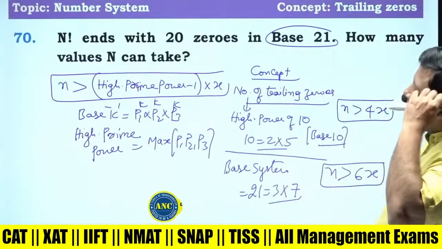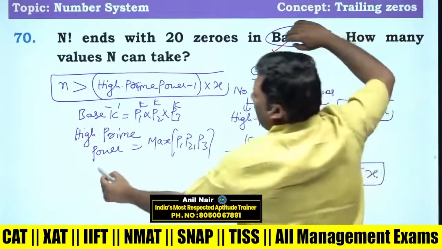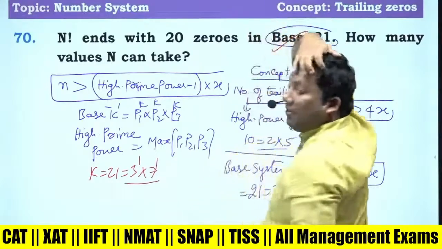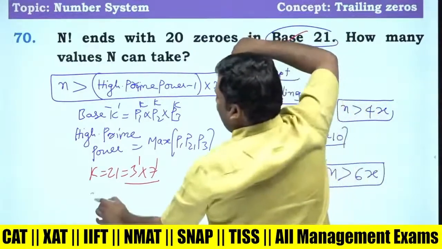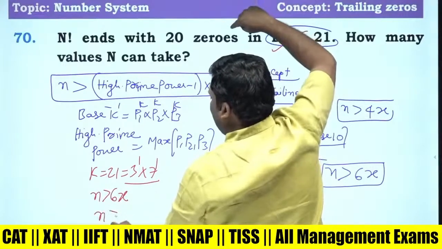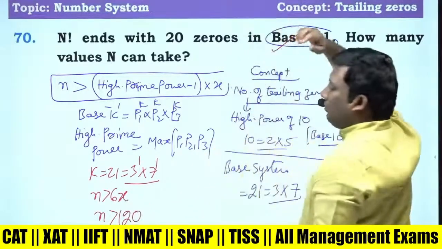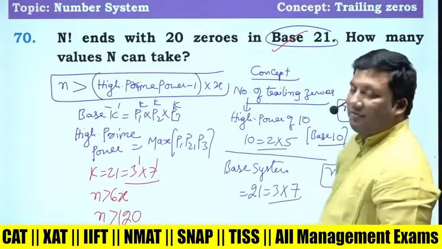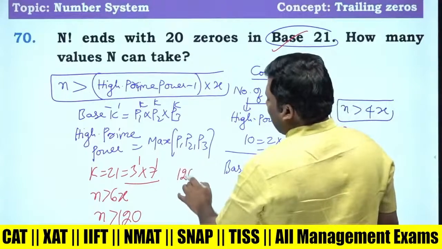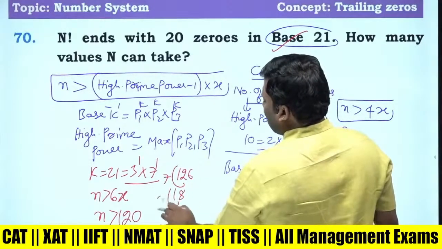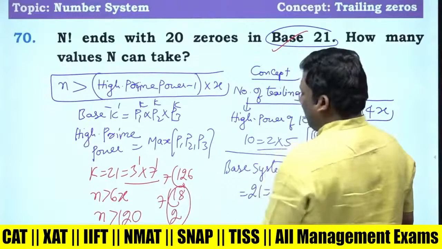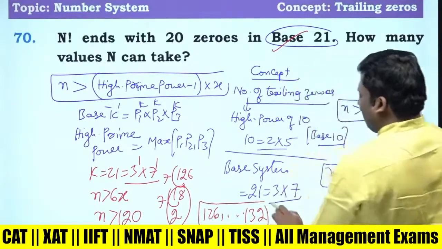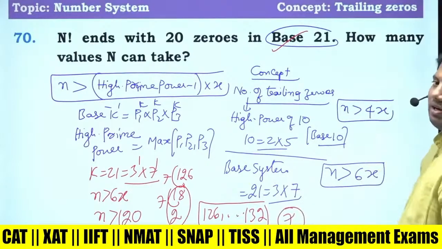N factorial ends with 20 zeros in base 21. K is 21, which is 3 into 7. What is the maximum value of 3 and 7? 7. So n is greater than 6x, n is greater than 120. What is the multiple of 5? I took it because highest is 5. What is the multiple of 7 greater than 120? 126. 7 18s are, 7 2s are. 18 plus 2, 20. So 126 works. Till the next number less than the multiple of 10, how many values? 7 will take.